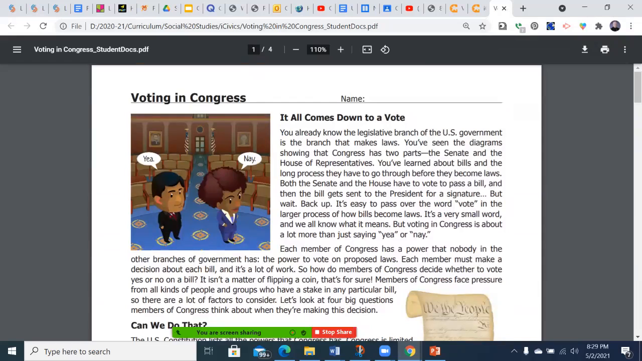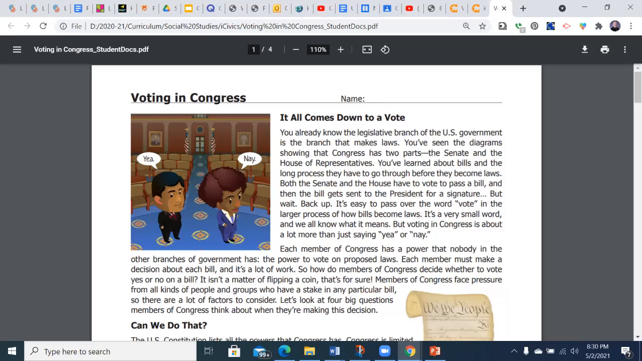It all comes down to a vote. You already know that the legislative branch of the United States government is the branch that makes laws. You've seen the diagram showing that Congress has two parts, the Senate and the House of Representatives. You've learned about bills and the long process that they have to go through before they become laws. Both the Senate and the House have to vote to pass a bill, and then the bill gets sent to the president for a signature.